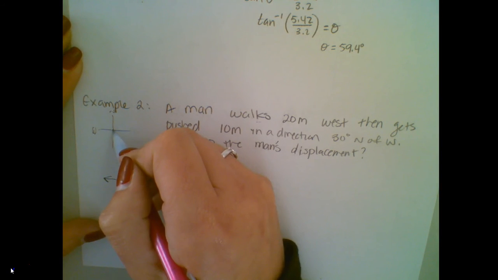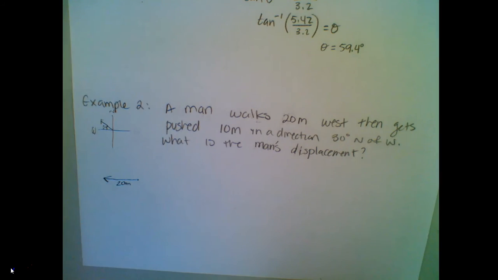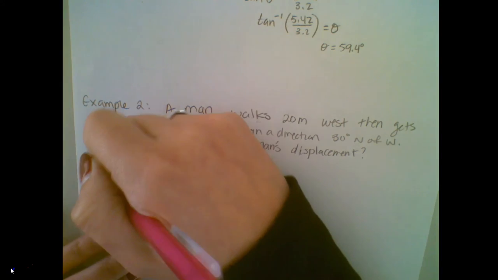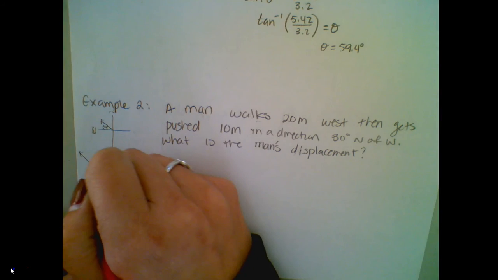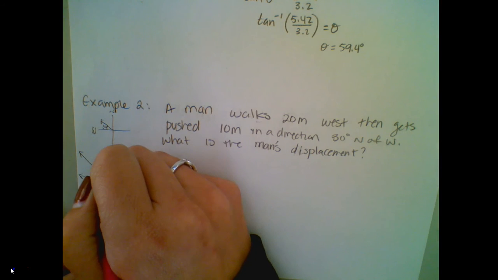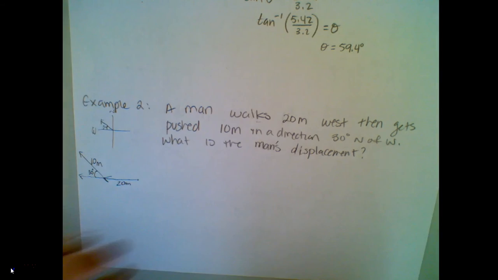So I'm going to add up all the x's. So I have negative 20. Then I have negative, and if I break this vector into its components, I have this side is 10 cosine 30, so I have negative 10 cos 30. In the y, I have 0 and then plus 10 sine 30.